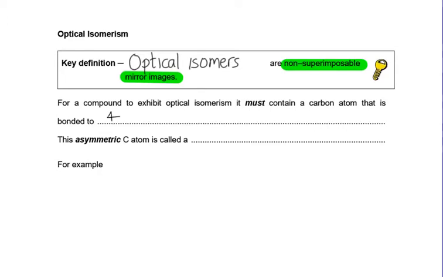Now, for an organic compound to exhibit optical isomerism, it must contain a carbon that is bonded to 4 different groups. So each thing attached to that carbon must be unique. And this asymmetric, so non-symmetrical carbon atom is called a chiral carbon.